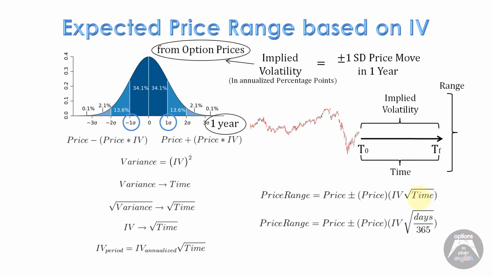So if we want to simplify it a little bit, we can see that the price range that is going to contain 68% of all occurrences in the future is going to be equal to the price plus and minus the same price multiplied by IV and multiplied by the square root of the number of days divided by 365. Now, some traders use a different number than 365. They use, for example, the number of business days in a year. So they would use 252.